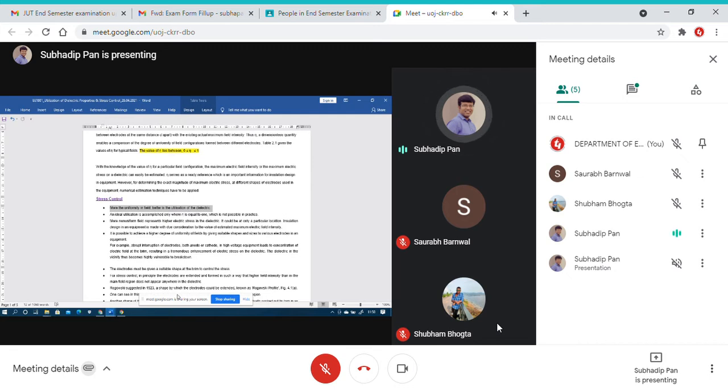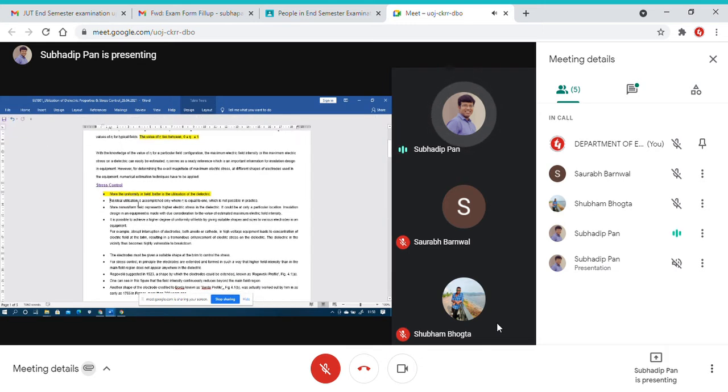uniform field. It may happen, due to some fault, that we have a non-uniform field. So for those cases, whatever equipment you are using, it will have not very good dielectrics. So this thing is very important for these cases. Keep these things in mind.